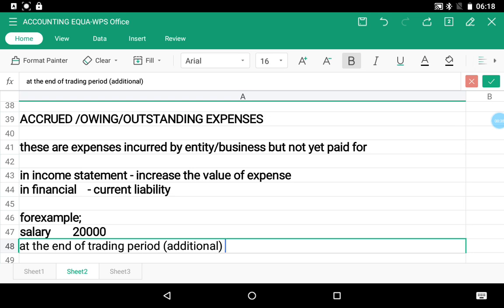So here under additional information, they have given us accrued salary. Accrued salary was 5,000. So now we are going to see how it affects or how it is treated in the income statement and also the financial position. Now let us see.